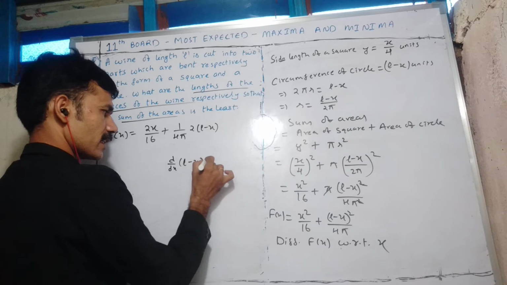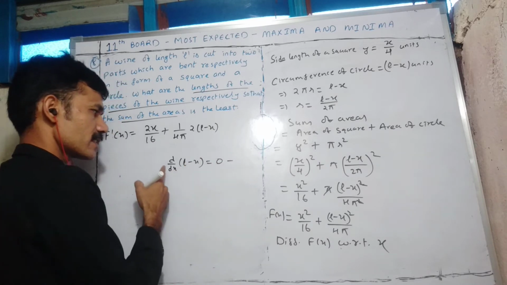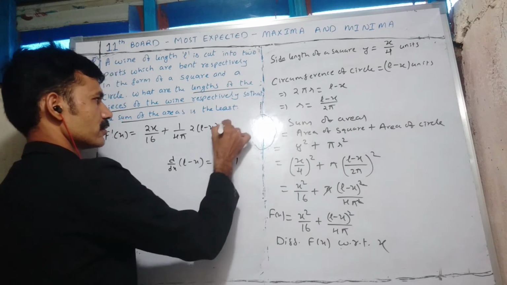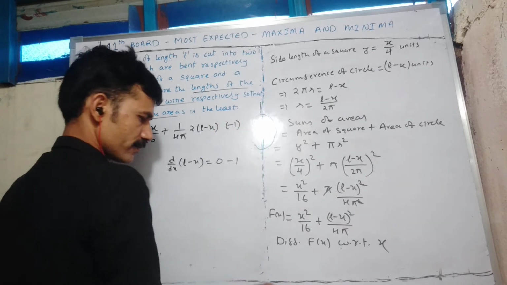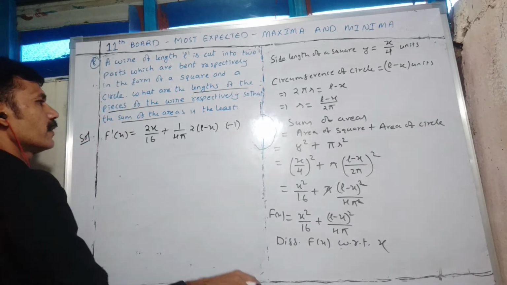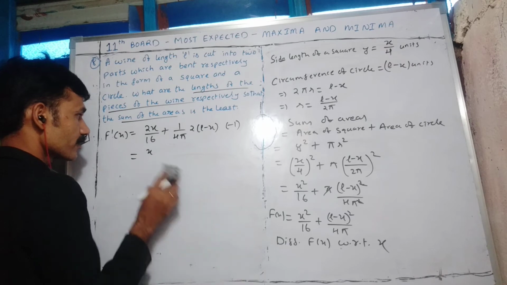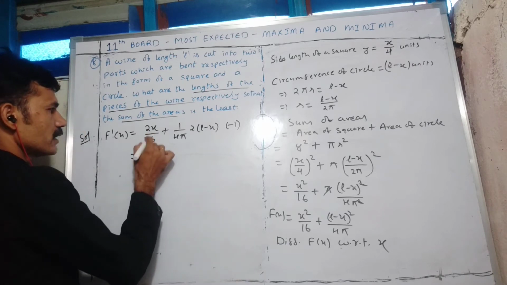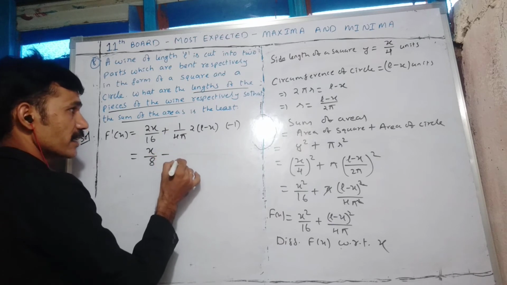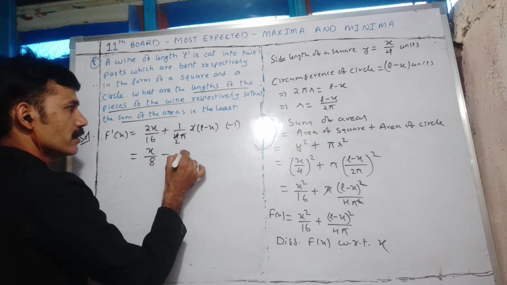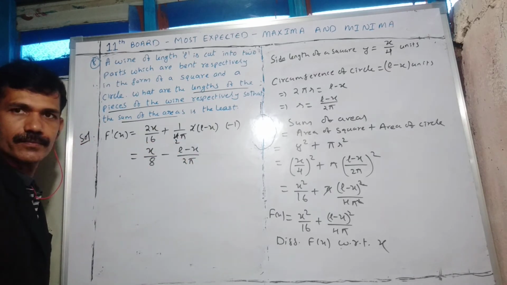See, L is constant here. If you differentiate constant, 0, minus, if you differentiate x, 1, so 0 minus 1 here by chain rule, that is minus 1 only. Okay. Now see what we will get for f'(x). 2x, so we can cancel, no? 2 ones are 2, 8s. x upon 8, that minus you can bring this side. 2 ones are 2, 2s. So (L minus x) upon 2π we are having.